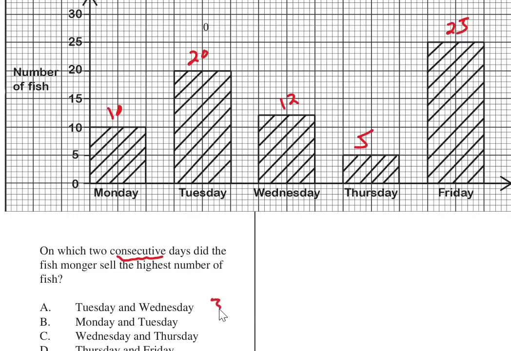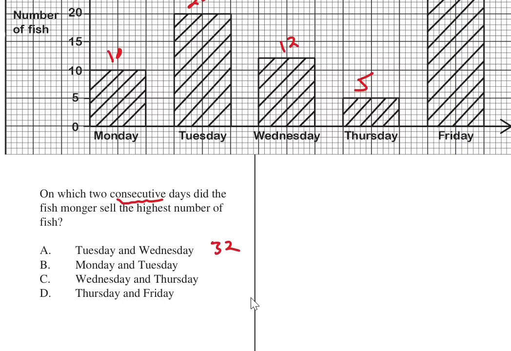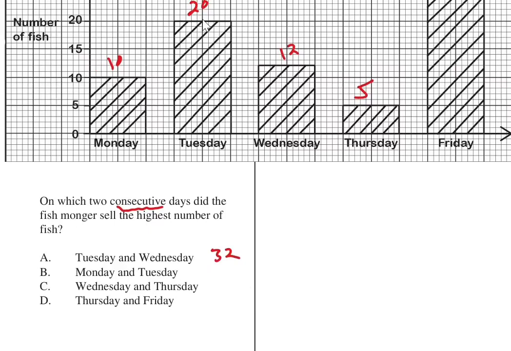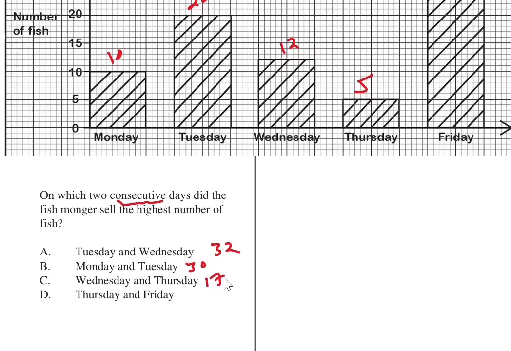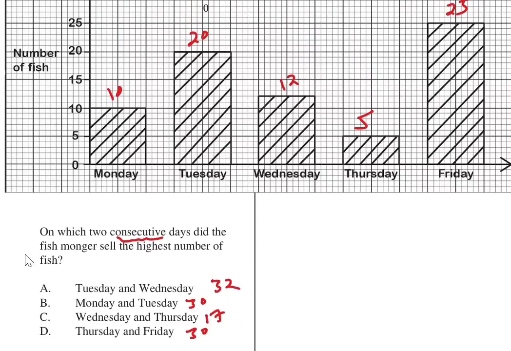Paul uses 32 fishes. Monday and Tuesday, add 10 plus 20, that is 30. Wednesday and Thursday, add, hiyo ni 17. 12 plus 5, 17. Thursday and Friday, 5 plus 25. You can see here we have 5, 25. Inakuja 30. So gani ni highest? It is Tuesday and Wednesday. For number 20, the answer is A.